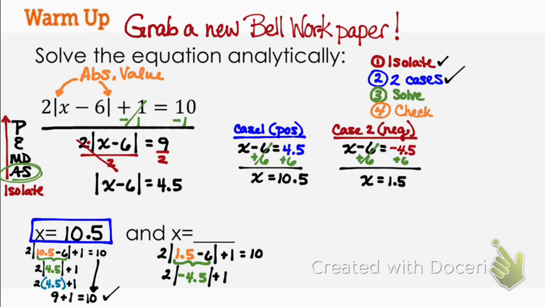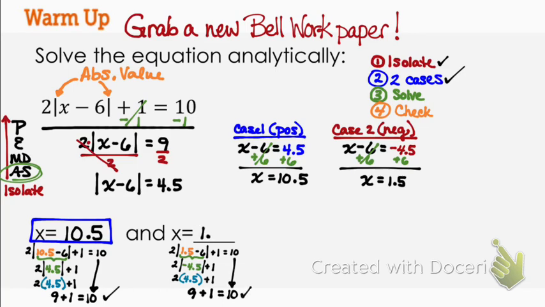What is the absolute value of negative 4.5? How far is that from 0? 4.5. So I have 2 times 4.5 plus 1. 2 times 4.5 is 9. So I have 9 plus 1, which is equal to 10. What did I have on the other side? 10. Does this work? Yes. All right.